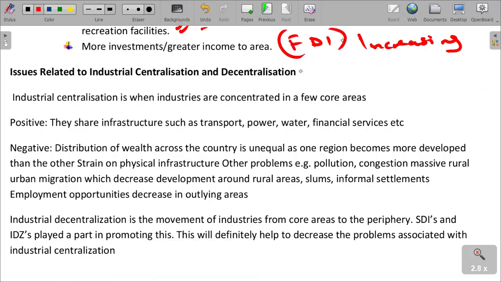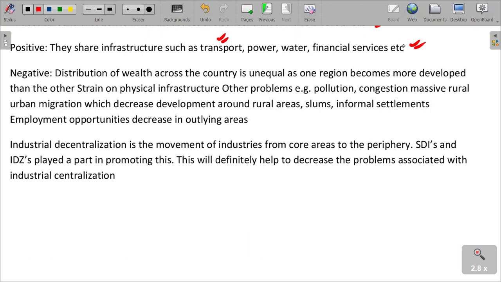industrial centralization and decentralization. Industrial centralization is when industries are concentrated in few core areas. Centralization, sorry: businesses and industries are concentrated, clustered, found within core areas. And then what is the positive thing about that? They share infrastructure, such as transport, power, water, and services, which can be beneficial to all the industries within the area. They are able to share the resources.